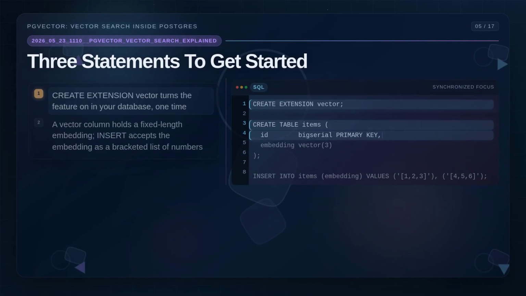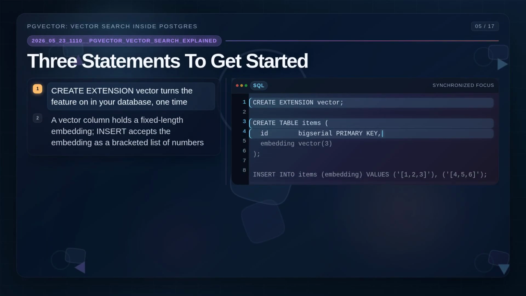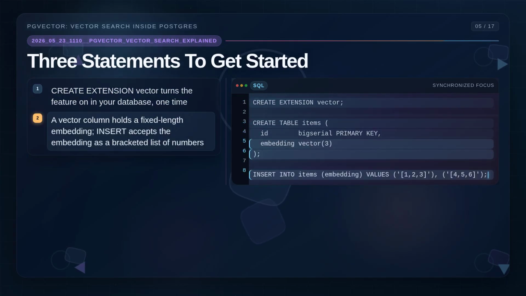Let us make this concrete with the smallest possible working example. Three statements take you from nothing to a table holding real vectors. The first statement enables the extension. You run create extension vector one time per database, and from that point, Postgres understands the new type and operators. You need the extension installed on the server, which most managed providers already offer. The second statement creates an ordinary table. The only new thing is the embedding column, declared as a vector with a fixed length. In this toy example, each vector holds 3 numbers because 3 is easy to read on a slide.